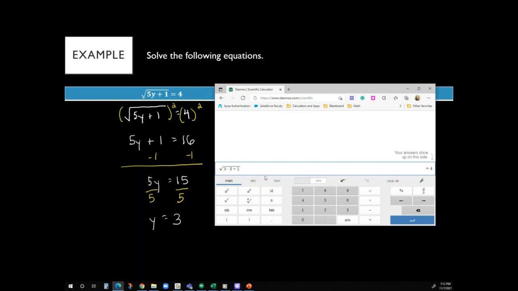So this is how you can check your work: you can use this calculator to just type it in and then double check that it does equal the right side here. So the square root of 5y plus 1 equals 4, yes.